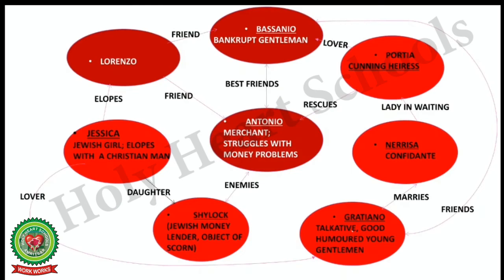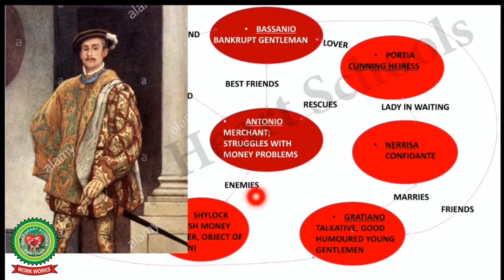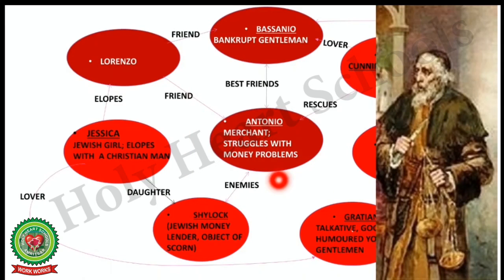Now let us understand the play through this mapping. Students, Antonio. Antonio is the main character of this play, Merchant of Venice. Students, Antonio is a rich merchant of Venice who is a Christian. He is a kind-hearted man who gives money to people without charging any interest. He hates Shylock. Students, now who is Shylock? Shylock is a Jew who is a cruel bloodsucker money lender. Students, he lends money at high rates of interest.